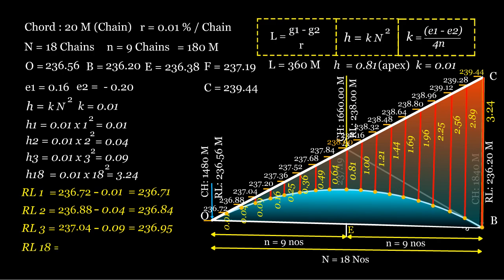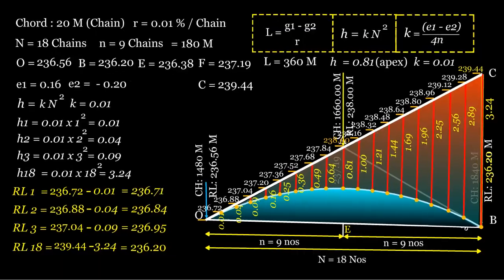Repeat the same process for all pegs until the 18th peg. For example, for the 18th peg, tangent elevation equals 239.44 meters. Tangent correction for the 18th peg equals 3.24 meters. 239.44 minus 3.24 equals 236.20 meters. This final value confirms our previous result.